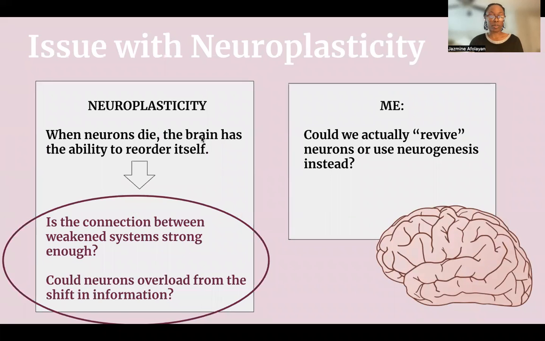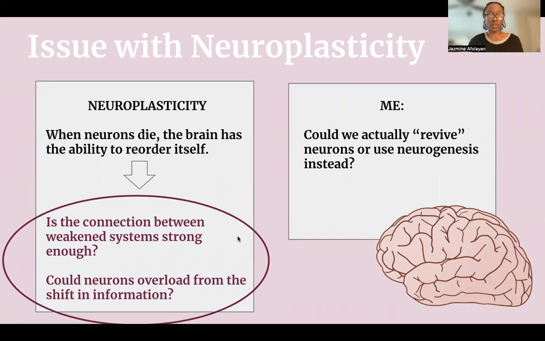So when neurons die, the brain has the ability to reorder itself. This is essentially neuroplasticity. And how stroke researchers use this is that say a patient lost a skill. What they do is they train the brain to redevelop that skill. And what happens is the brain is reorganizing its systems to strengthen the connections between the neural systems, which then redevelops the skill. But I had my questions with this. So why strengthen the connection between two weakened systems? I just saw that as counterintuitive.